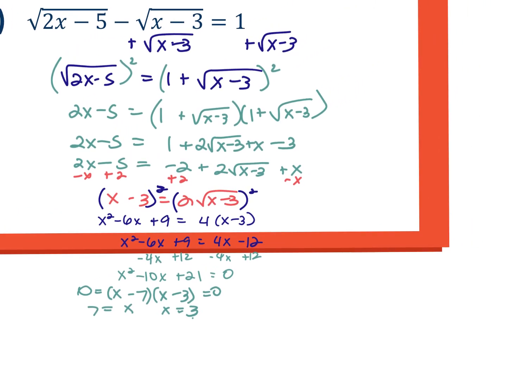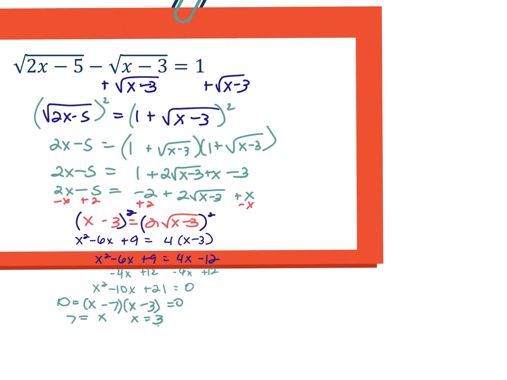So I moved the square root of x minus 3 to the other side. I squared both sides of the equation. You end up with 2x minus 5 equals 1 plus 2 times the square root of x minus 3 plus x minus 3. Combine your like terms, and I'd get x minus 3 equals 2 times the square root of x minus 3. Square both sides of the equation, and you get x squared minus 6x plus 9 equals 4 times x minus 3. Factor and solve. We'll move everything to one side. Factor and solve it. You should get x equals 7 and x equals 3. And then take and plug that back in.